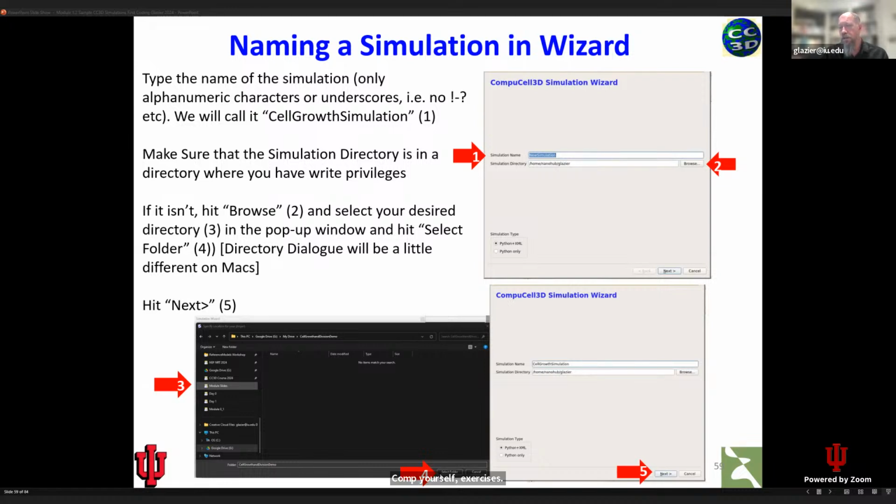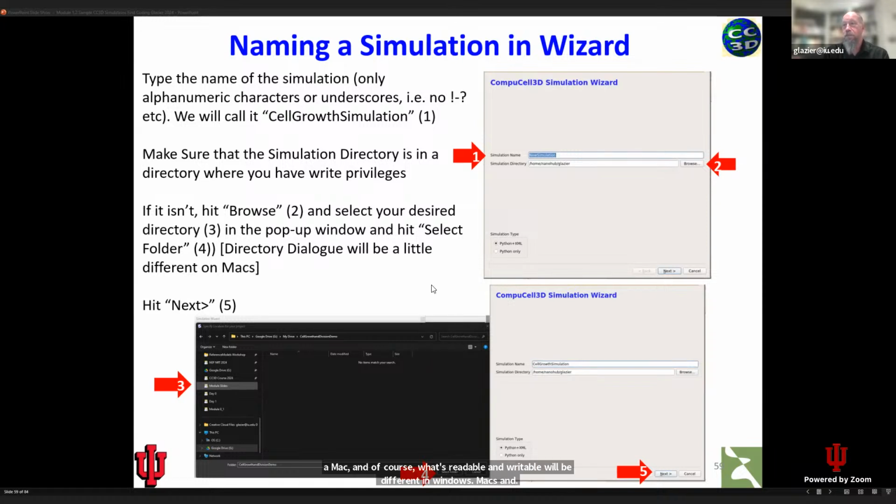Okay, select the directory, click Next, and it will start creating a file which has a folder which has all of the model specifications in it. Some of the menus will look a little bit different on a Mac, and of course, what's readable and writable will be different in Windows, Macs, and Linux.